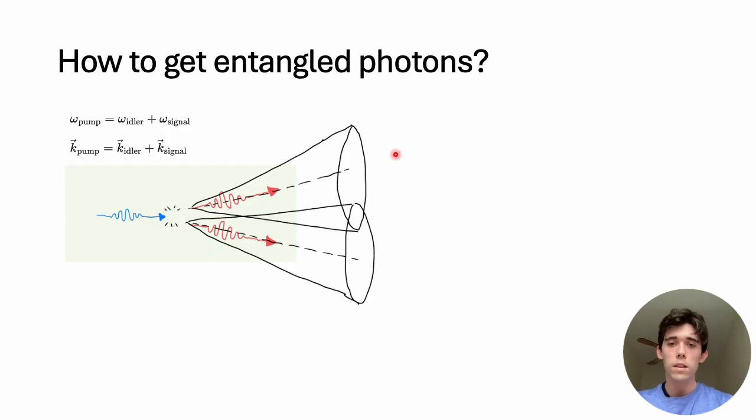Okay, so how would this work in an actual experimental setup? Let's imagine that we have some pump photon coming in, and it splits into an idler and signal photon, where the idler and signal satisfy these energy and momentum conservation relations. So we'll have these two photons, but we don't know which is the idler photon at the horizontal polarization and which is the signal photon at the vertical polarization.